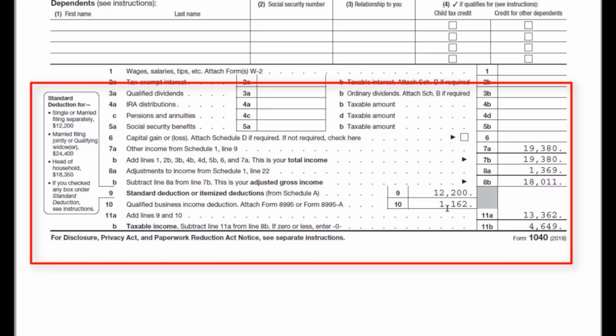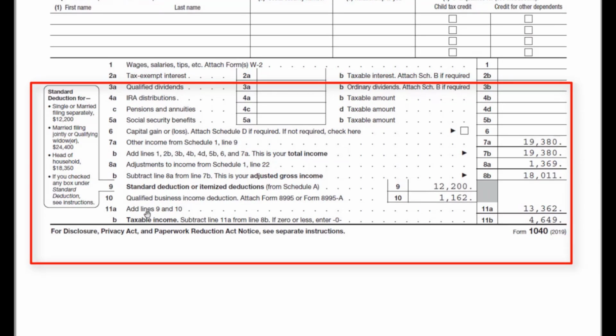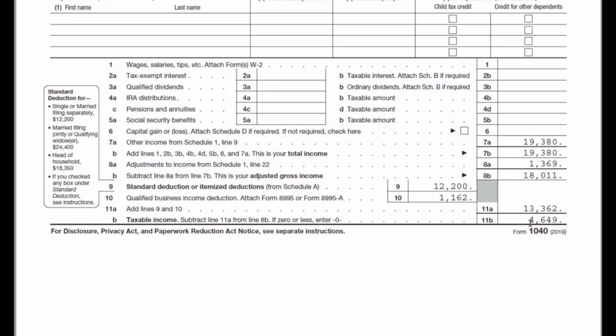She qualifies for the standard deduction of $12,200, and she qualifies for a qualified business income deduction, which is specific to being a sole proprietorship, of $1,162. So if she adds those two numbers, she actually has deductions of $13,000. So she takes her $18,000, subtracts it from $13,000, and her taxable income, 11B, is $4,649.